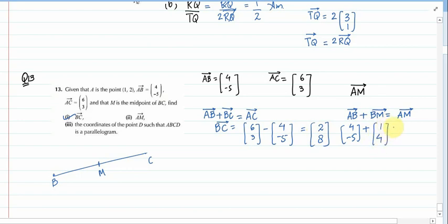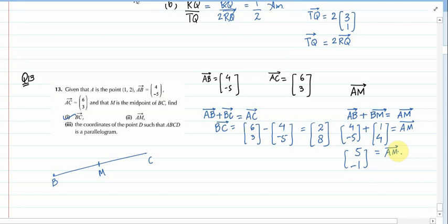That is your BM, and AM is what we need to find out. So 4 plus 1 is 5, and minus 5 plus 4 is negative 1. That is your AM. Alright, keep in mind M is the midpoint of BC, so BM will be half of BC.